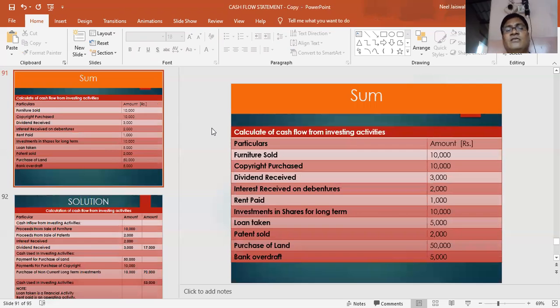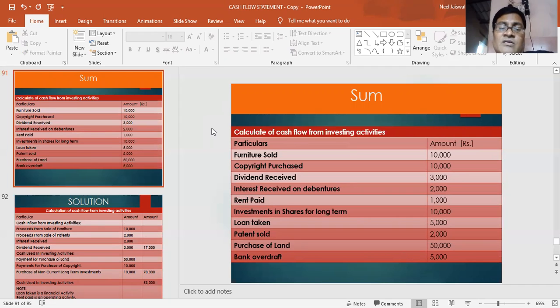So this is the sum. Furniture sold 10,000, copyright purchased 10,000, dividend received 3,000, interest received on debentures 2,000, rent paid. Rent paid will not come in investing activities because it is an operating item; we are doing business in a building which we have got on rent. Investment in shares for long term, yes. Loan provided to others, you get interest, that's an investment. But loan taken is a financing activity, it will not come here.